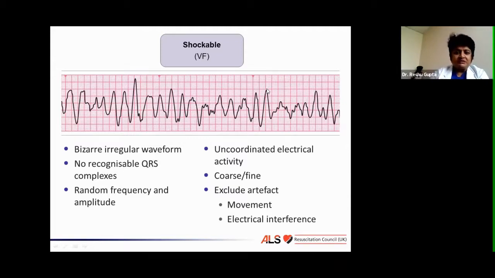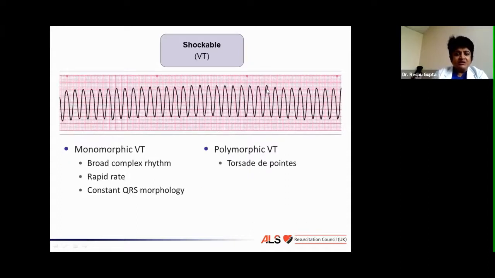There is no pulse. This is VT, which is a monomorphic broad complex. The rate is rapid, and there is a constant QRS morphology. There can also be polymorphic VT. Important: sometimes VT is present with a palpable pulse. In those patients, the management is different. It's not a cardiac arrest. Cardiac arrest is VT without a pulse. Is that clear?